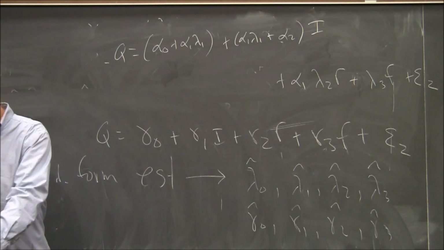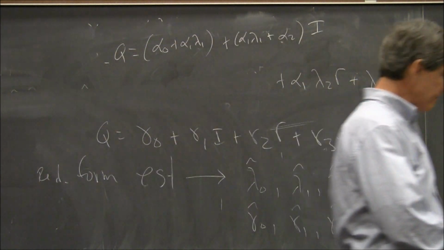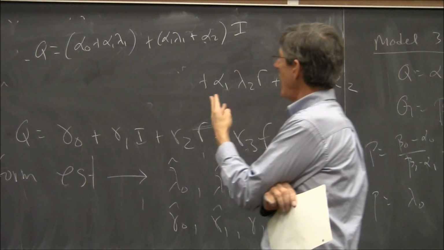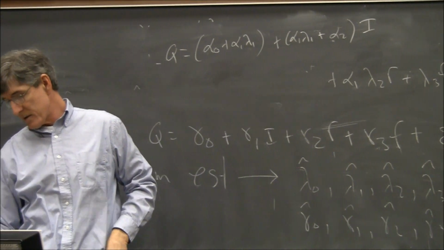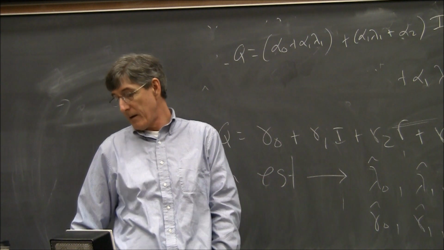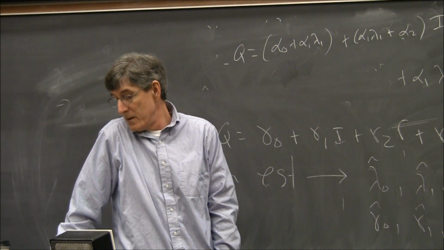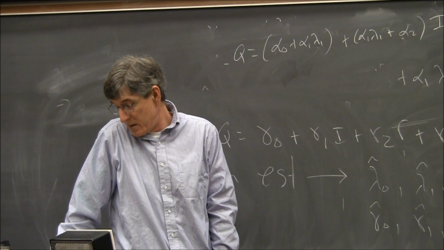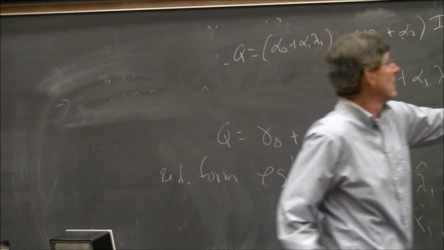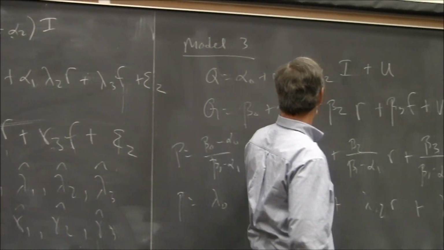And what happens is, how many unknowns are there? There are alpha 0, alpha 1, alpha 2. How many unknowns are there in this model then? So there's alpha 0, alpha 1, alpha 2, beta 0, beta 1, beta 2, and beta 3, right? So there's 7 unknowns in the model. There's 7 unknown parameters. 1, 2, 3, 4, 5, 6, 7.